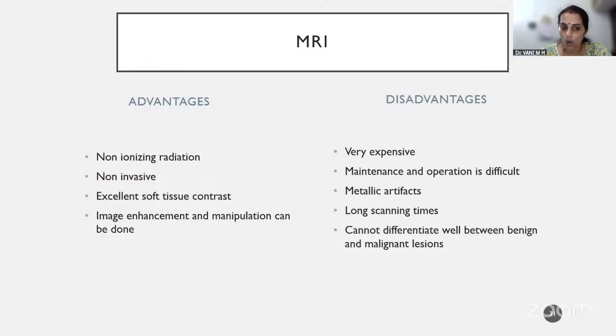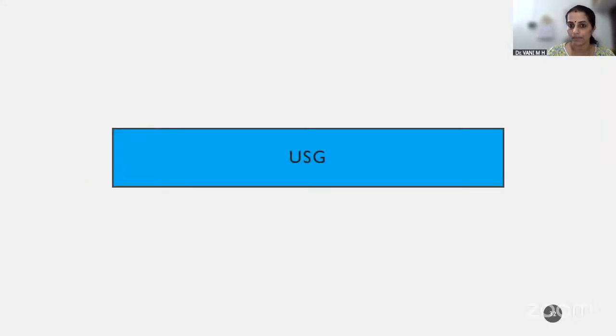Advantages: non-ionizing radiation, non-invasive, except when you're using contrast medium, and excellent soft tissue contrast. You can do image enhancements and manipulations. Whereas disadvantages: highly costly, the maintenance and operation is difficult and very much operator sensitive, and long scanning time. Metallic things can cause artifacts, and as I told you previously, differentiating between a benign and malignant lesion is quite tough with MRI. So these things should be highlighted.